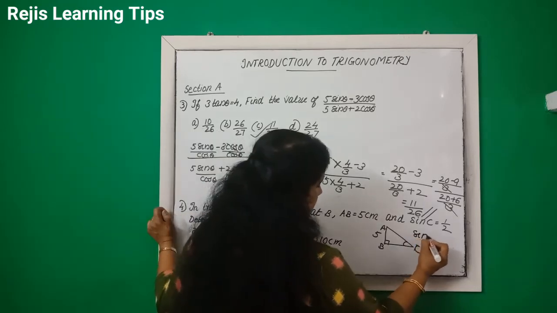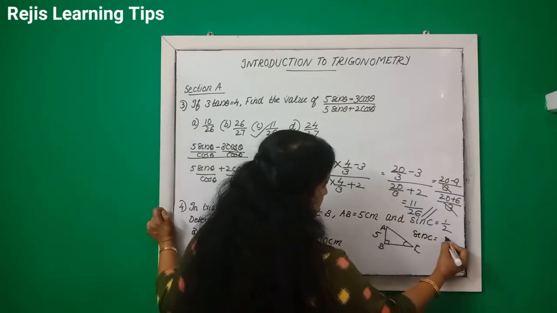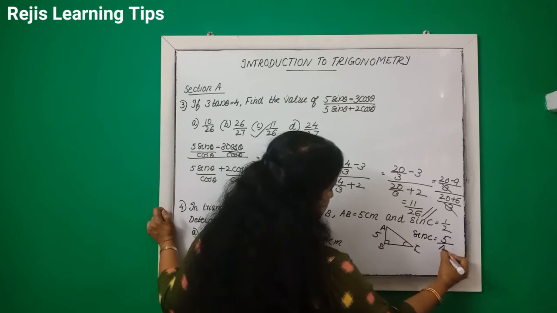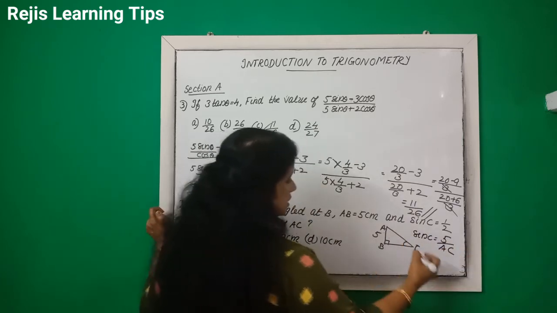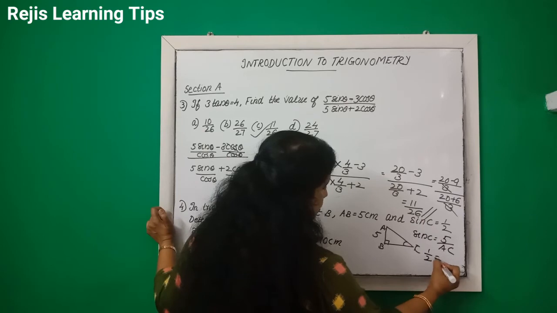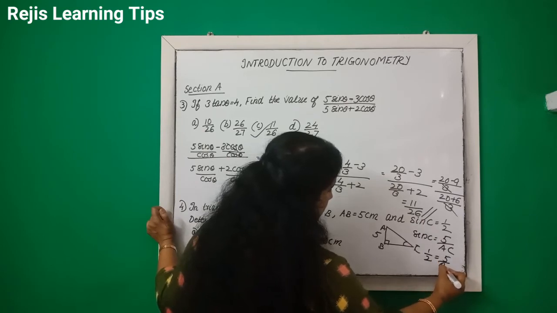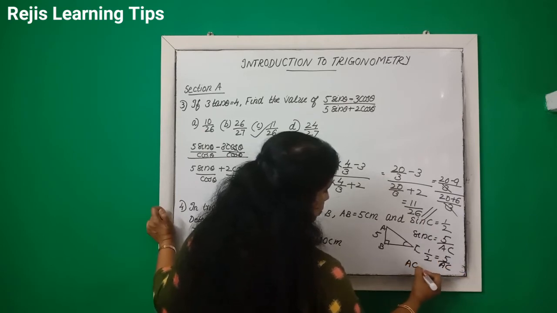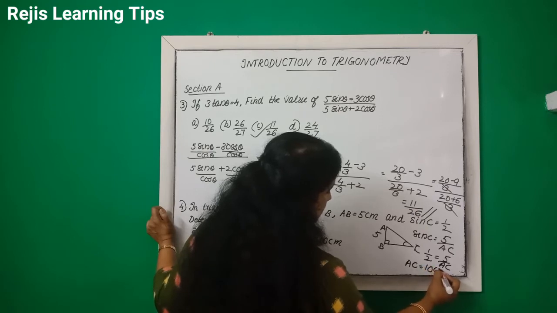Sin C is equal to opposite side divided by hypotenuse AC. Sin C is equal to 1 by 2. So 1 by 2 is equal to 5 by AC. Therefore, AC is equal to 2 into 5, that is 10 centimeter.